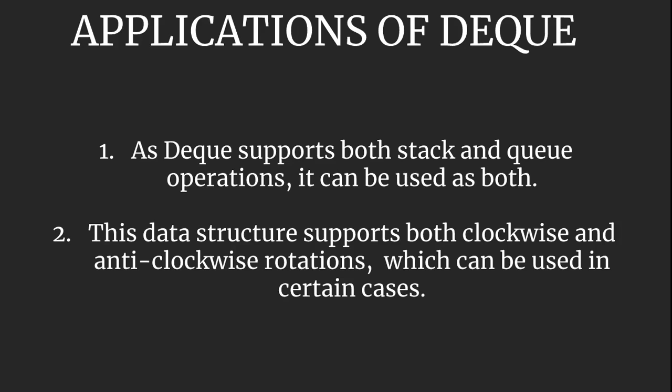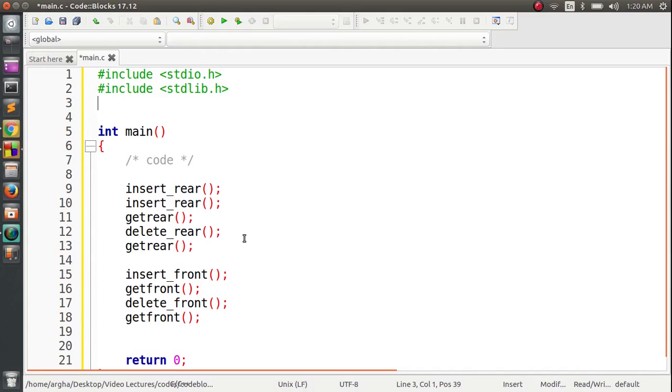So let's jump on to the implementation part in our IDE and see how we can do it. I have opened my IDE and this is the main function. I have already written down the flow of the program, as I told you, using these functions. First I will insert two elements at the rear position, then get the rear value, then delete a rear value, then again get the rear position. And from the front I will insert one time, then get the front value, then delete it and check if it operates properly or not.